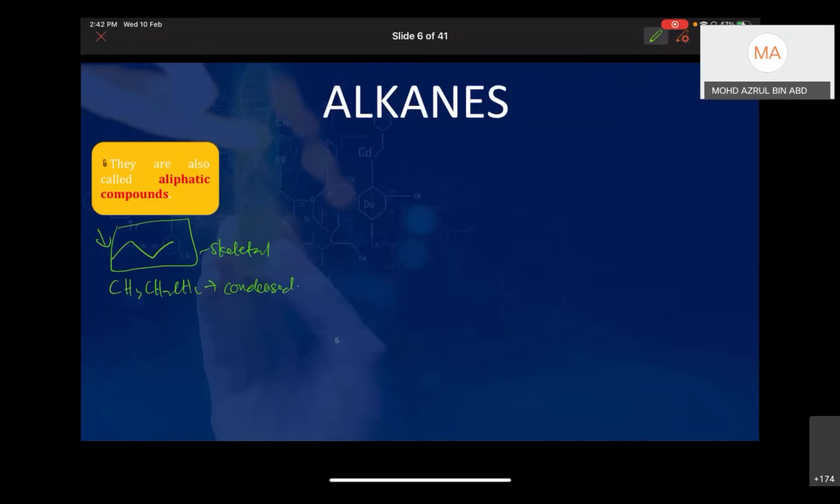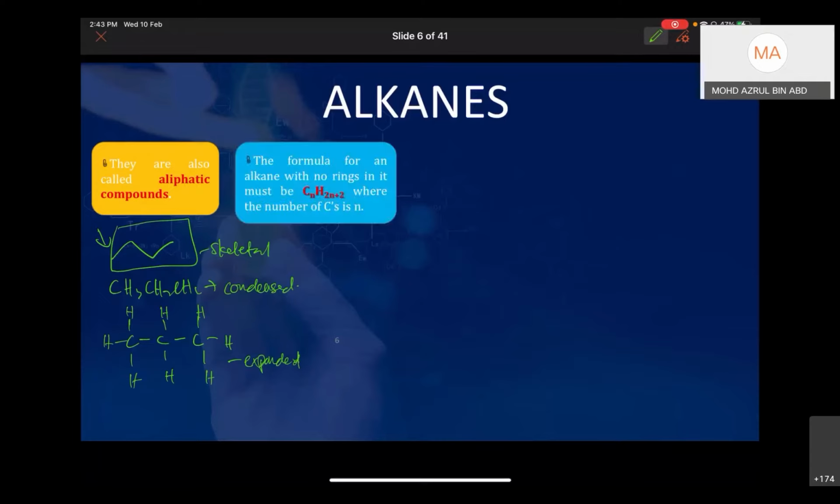How about this one? This is the same. What do we call it? In the form of what? Yes, expanded. So we can draw in three ways: either the expanded structure, the condensed structure, or the skeletal structure.